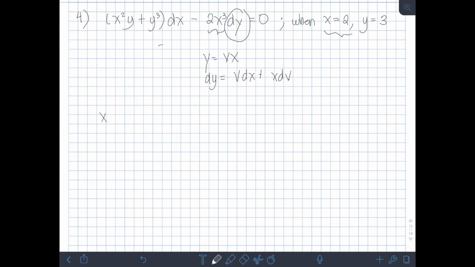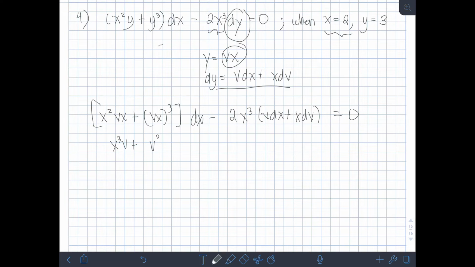We have x squared as is, y magiging vx plus y cubed magiging vx quantity cube, then multiplied by dx minus 2x cubed, copy lang, and then dy, ito, v dx plus x dv equals 0. Okay, simplify natin. We have x cubed v plus v cubed x cubed times dx minus 2x cubed v dx plus x dv equals 0.